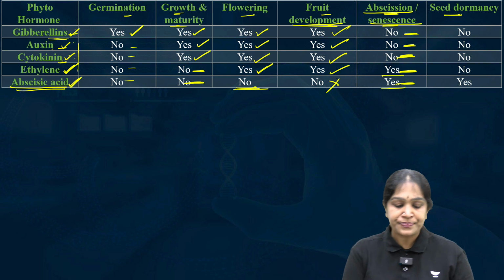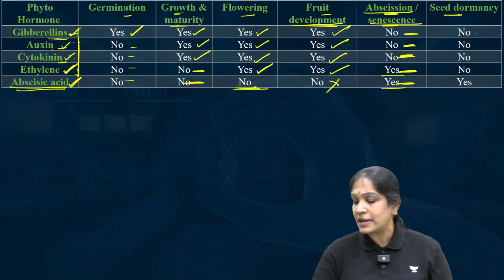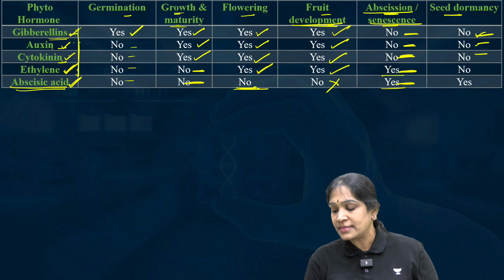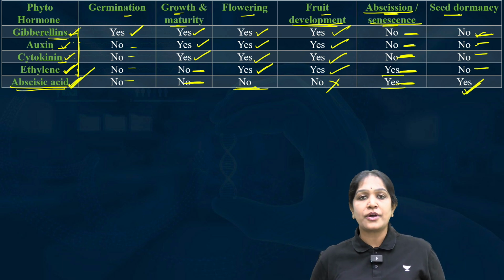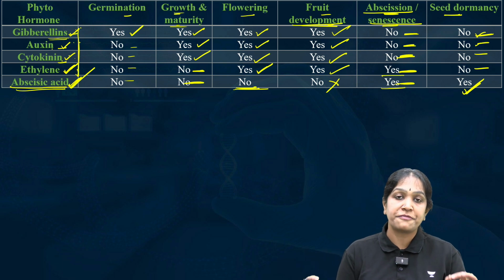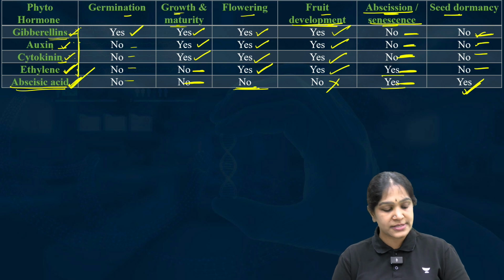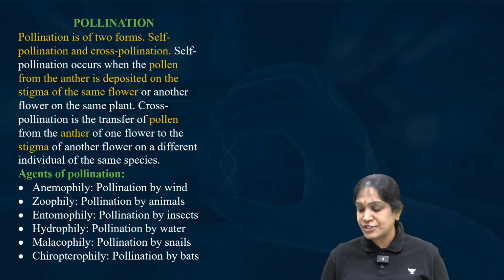And dormancy. The first four hormones, gibberellin, auxin, cytokinin, and ethylene, do not help in the dormancy, but abscisic acid helps in the dormancy. So this table will clearly explain the function of different hormones. Then after that, moving on to pollination.